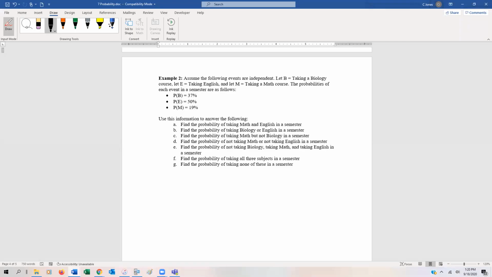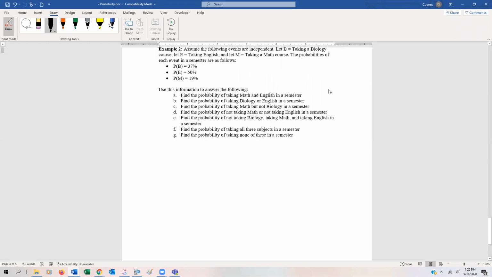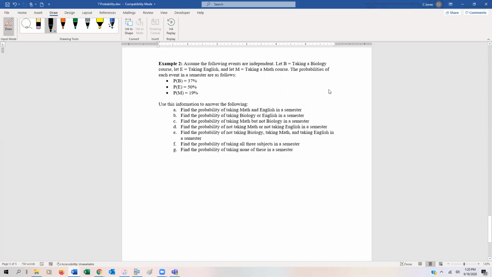So one final example of being able to use these rules of probability. Somebody in a semester could take a biology course, an English course, and a math course. These are just for a random university or something of that nature. The probability is 0.37 for biology, 0.50 for English, and for math, it's 0.19. From that, we can go ahead and do a number of computations for probabilities.